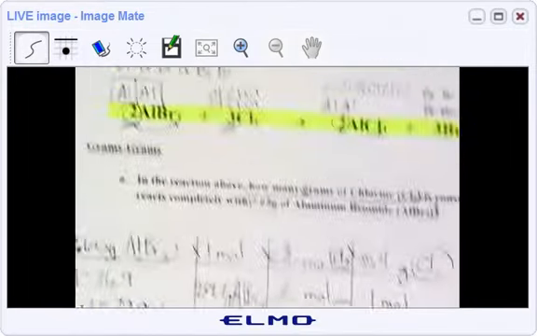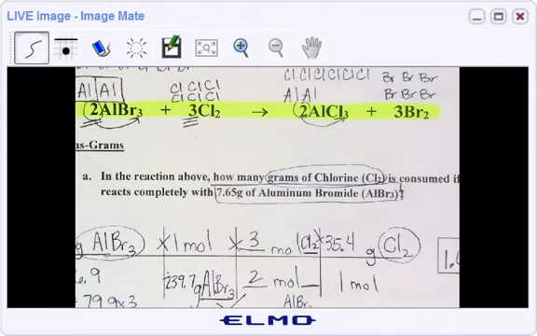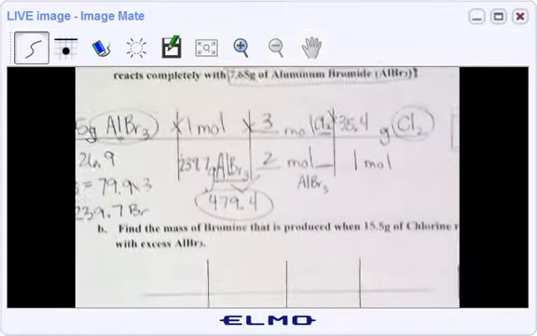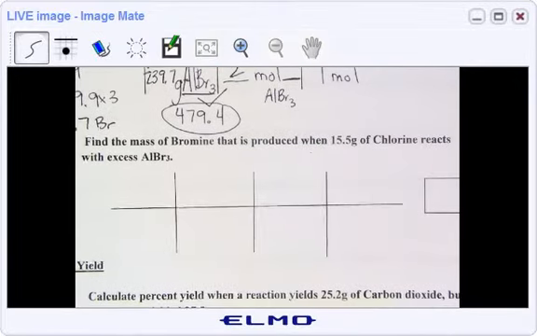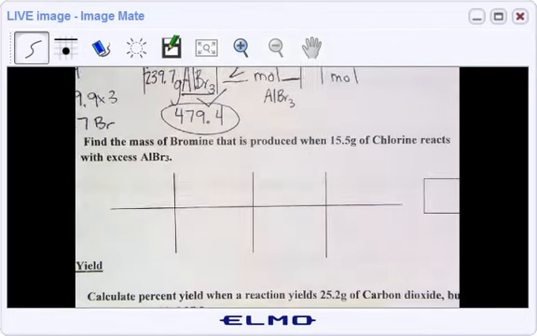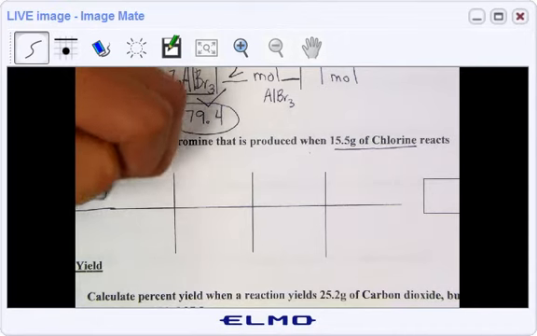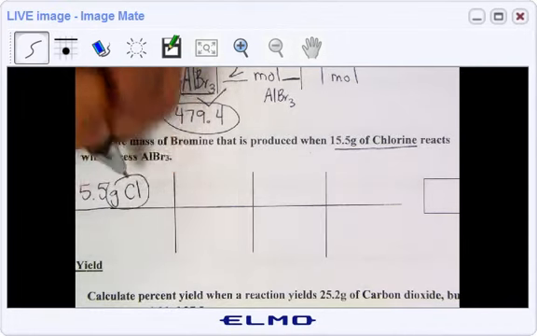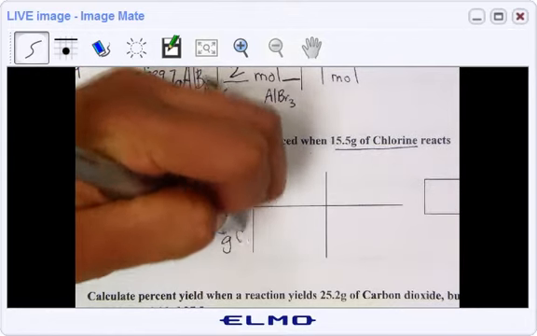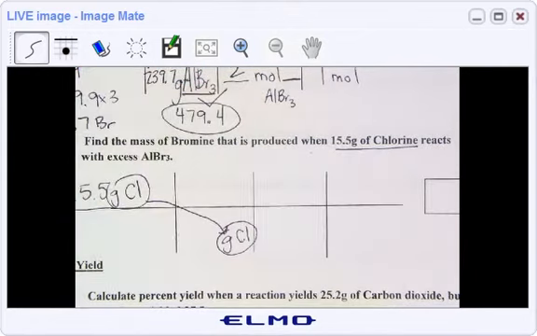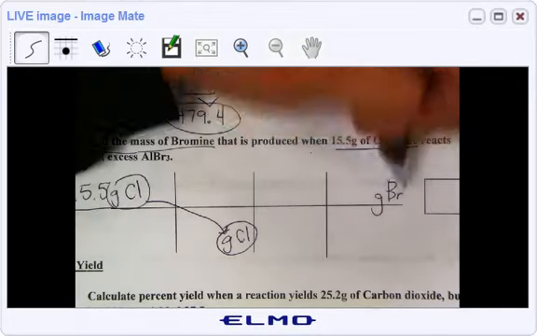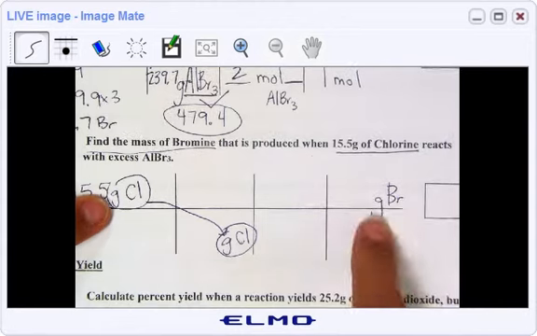Again, for B, you will have to refer back to the original equation at the top to find your coefficients to solve for. I'm not going to read the question. I'm just going to look at the number that they gave me. 15.5 grams of chlorine. If grams of chlorine is there, this has to match. This has to be grams of chlorine as well. What am I looking for? What's the unknown? What do I want? To find the mass of bromine. Mass is grams. That's what I'm looking for. I was given grams. I want grams.